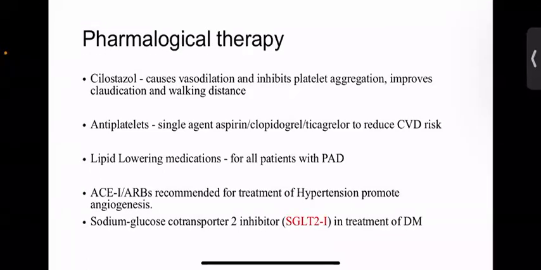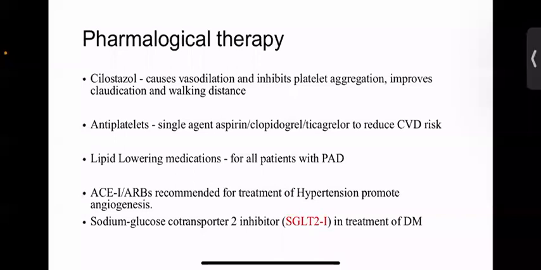For pharmacological therapy, we give certain medications like cilostazol, which we use in Ghana here as well, with doses between 200 to 250 milligrams 2 times a day. This medication is known to cause vasodilation as well as inhibit platelet aggregation. So this generally will improve claudication, walking distance, and reduces the pain as the patient walks.